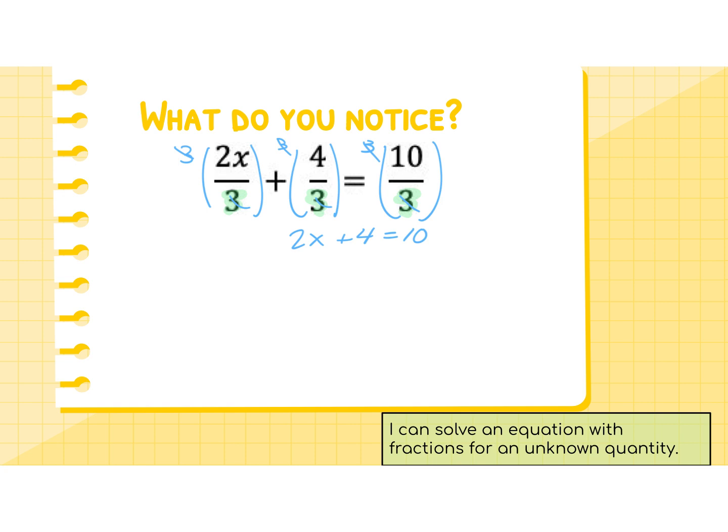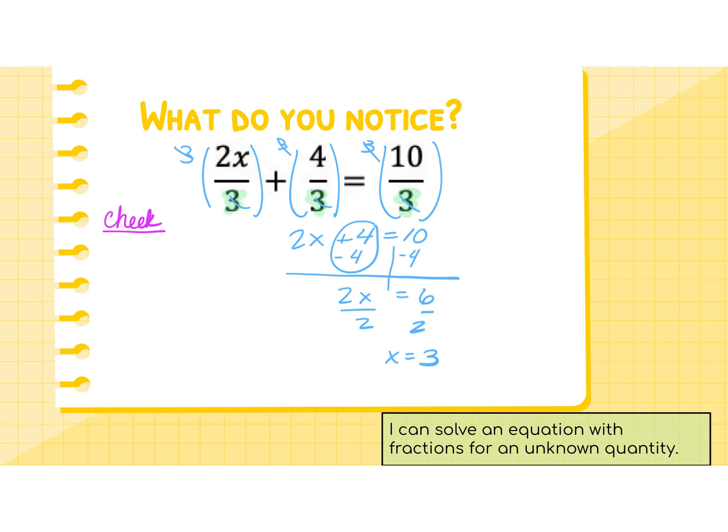Now, do you remember your rules of algebra? You want to remove the 4 on each side. Here is that intentional 0. We have 2x is equal to 6. You divide by 2, and x is equal to 3. We're not done because we want to make sure we check.